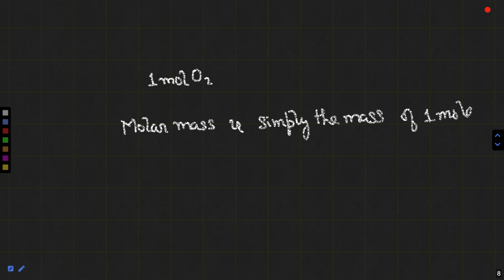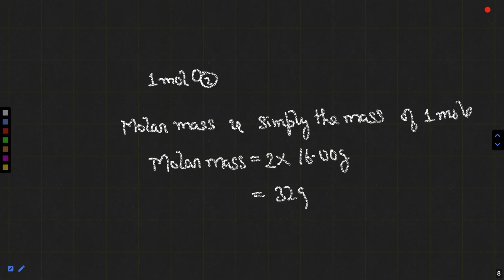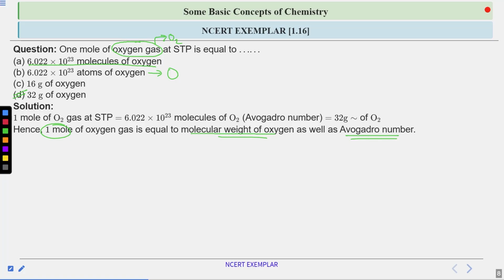Now, here we have to do the same thing. We have to calculate the mass of this O2, and it will again be the molar mass. Now, how do we calculate the molar mass of anything? We take the coefficient, which is 2 in this case for oxygen, and multiply it with the atomic weight, which is 16.00 grams for oxygen. So that will give you 32 grams. Is it clear now? Now what about the other two options?